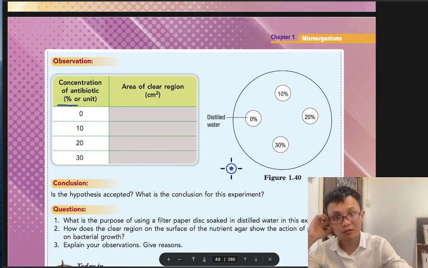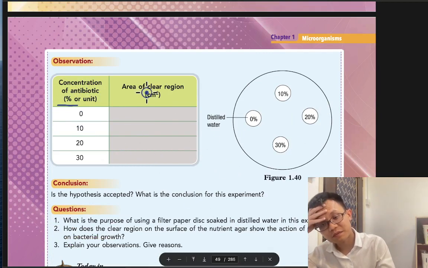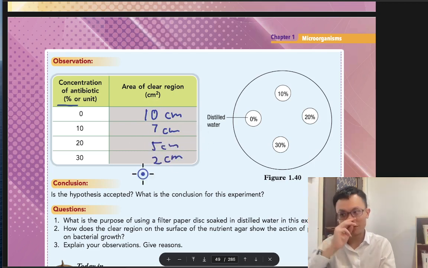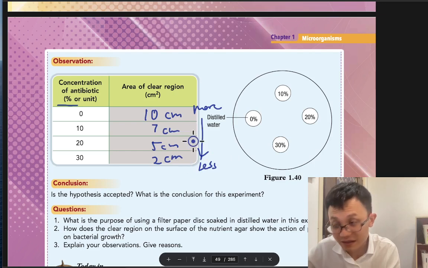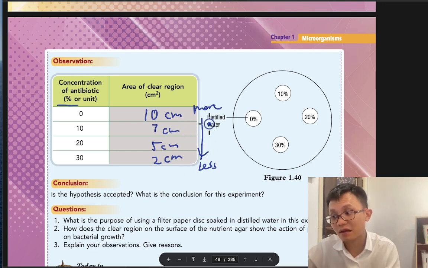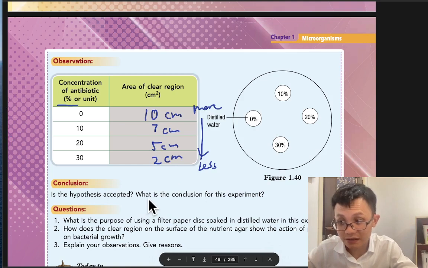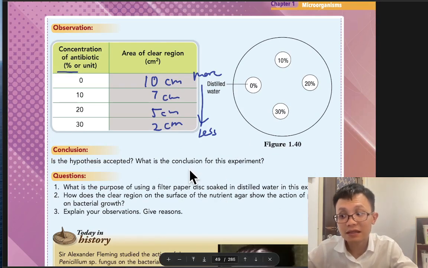For example, you use the percentage of clear region against concentration of antibiotic. So maybe here I put cm. Maybe here is the biggest, so I put 10 cm. Here maybe I put 7. Here maybe I put 5. Here maybe I put 2. You get what I mean or not? You don't just see what I put, you must understand this I put here is more, and as it goes down it's less. You must understand why I write like this, okay? Not to memorize, because I don't know what the exam wants to ask. Can you understand or not? Okay, so you must understand this. If you don't understand, please ask.